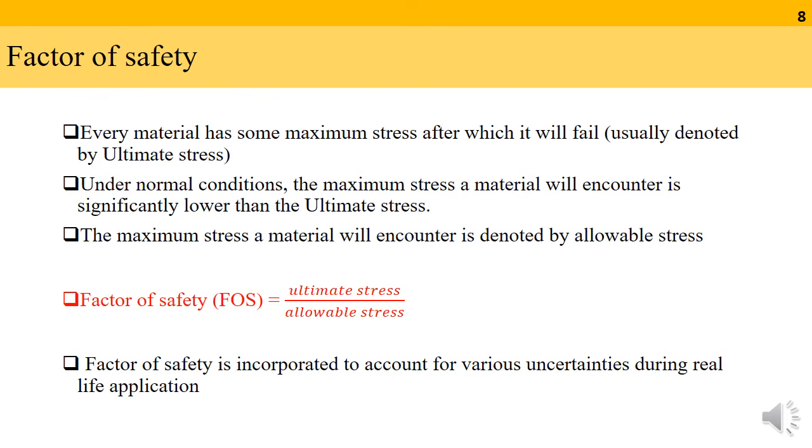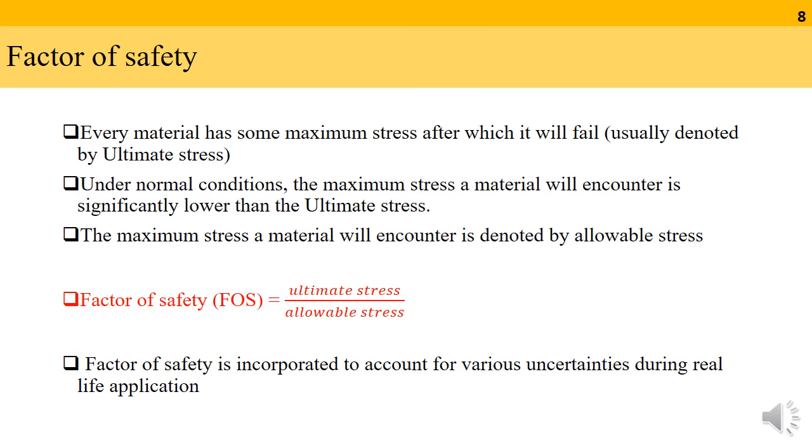For example, imagine that I have a material which fails if the stress is 100 megapascal. But while designing it, I designed my part in such a way that the maximum stress that the part gets is only 50 megapascal. So my factor of safety is 2. It means that even if the load was doubled, only then my material would start failing. Factor of safety is incorporated to account for various uncertainties during real life.